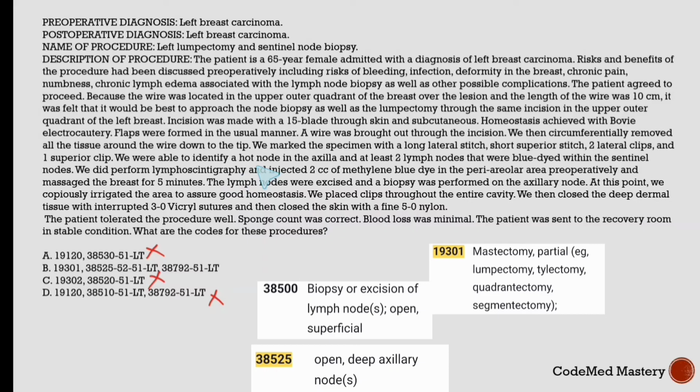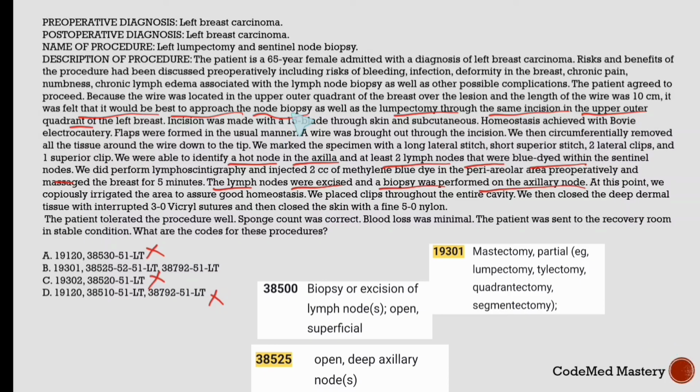So you can see here, they have identified a hot node in the axilla and at least 2 lymph nodes that were blue dyed within the sentinel nodes. The lymph nodes were excised and biopsy was performed on the axillary node. So it is matching with the code 38525, that is the right code. They have put modifier 52 and 51 with 38525. Modifier 52 is for reduced services. You can see here, it was felt that it would be best to approach the node biopsy as well as the lumpectomy through the same incision in the upper outer quadrant of the left breast.